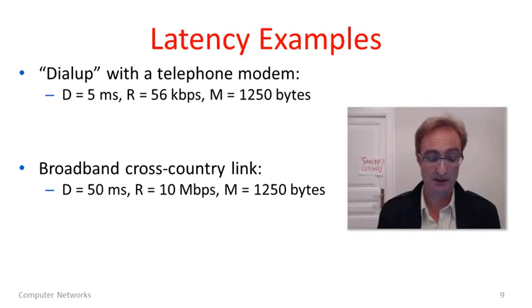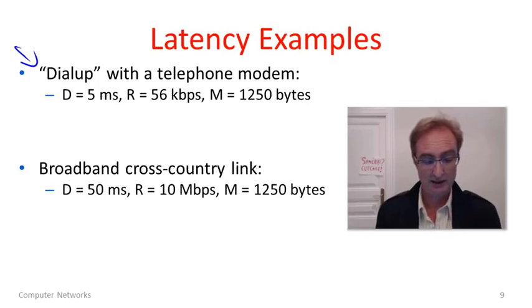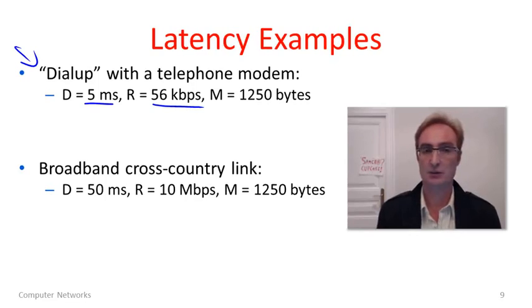Okay, so on with a couple of examples. I've got two different cases for us to compute the message latency. First of all, let's consider dial-up, sending over a telephone modem. This is an old style use of sending bits of information over the telephone network. The rate there was 56 kilobits per second. It's a fast modem, 56,000 bits per second. And we'll just talk about a delay of 5 milliseconds. So we're sending from your computer to another computer fairly close by, maybe in the same city.